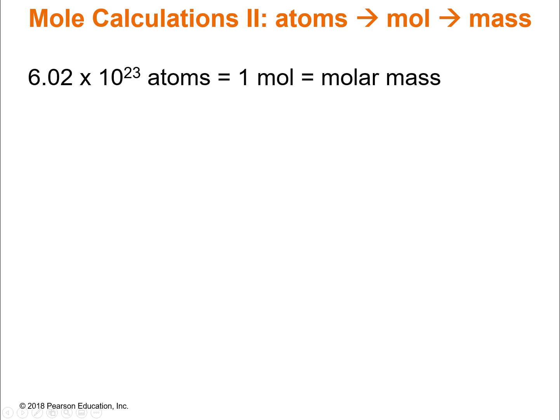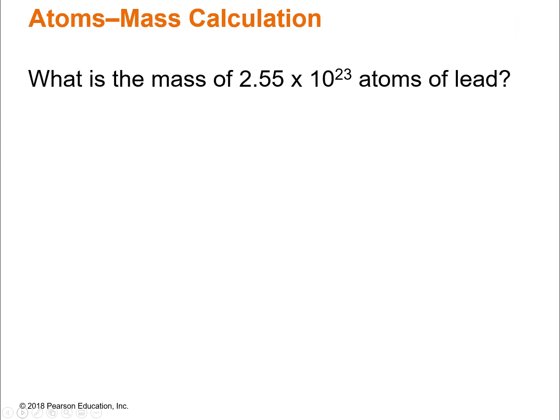So we're going to build on this second mole calculation here. We can go from atoms to moles to mass. We know that 6.02 times 10 to the 23rd atoms or molecules are in 1 mole. We also know that the molar mass tells us the mass of 1 mole of a substance. So let's put these things together. What is the mass of 2.55 times 10 to the 23rd atoms of lead?